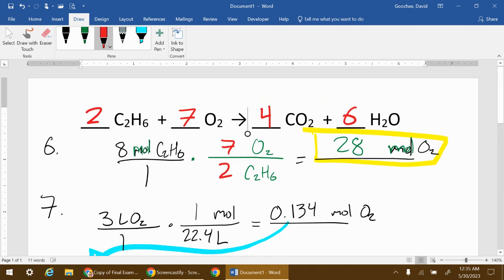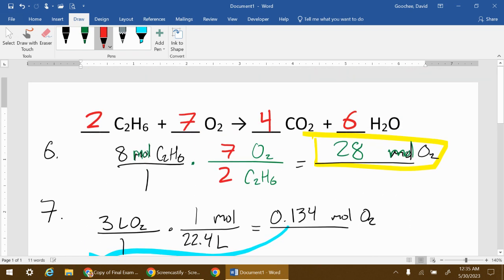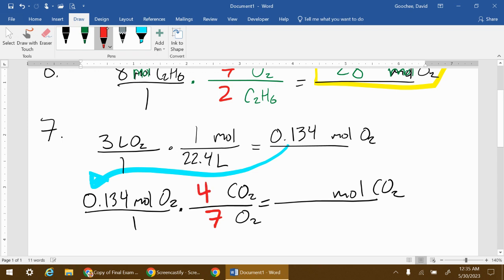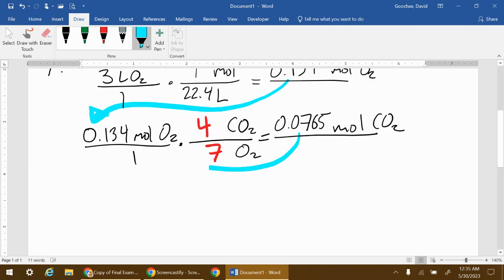All right, O2 is 7, CO2 is 4. So 0.134 times 4 over 7, and we get 0.0765 moles of carbon dioxide. So now on to the last step.